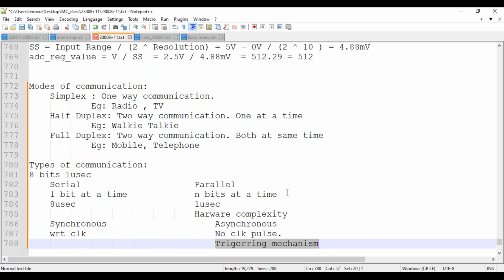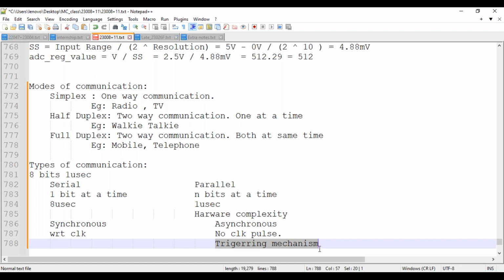Here, in case of asynchronous communication, the receiver may have been busy with some other task, or may have been sleeping to save power. In that case, to seek the attention of the receiver, you have to use a triggering mechanism to wake the system up. So that is asynchronous and synchronous communication.